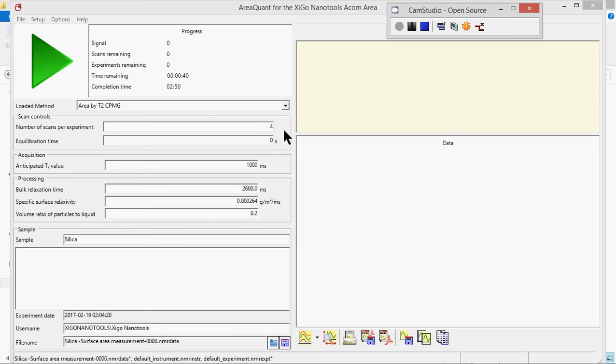In a similar sense, the number of scans per experiment, here the default value is 4, is something that can be optimized for your particular sample. So if your particles remain well suspended for several minutes, there's no harm in increasing the number of scans per experiment to improve the precision of the measurement. Typically these measurements are very fast, less than a minute. So setting the number of scans to 8 or 12 is something that is entirely up to you.